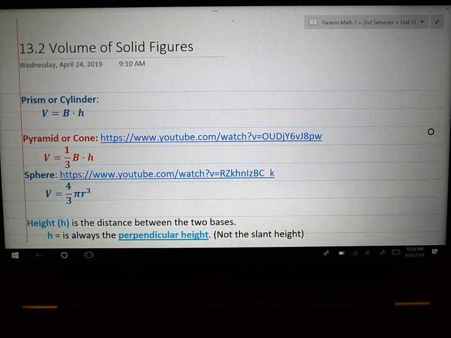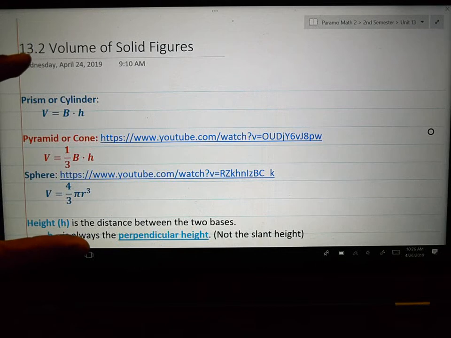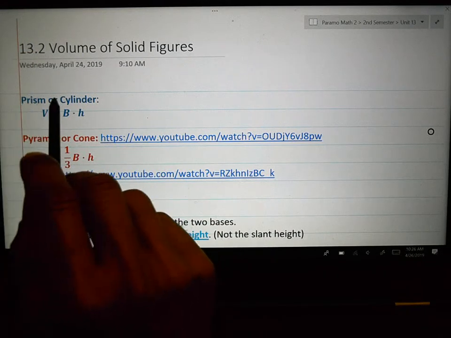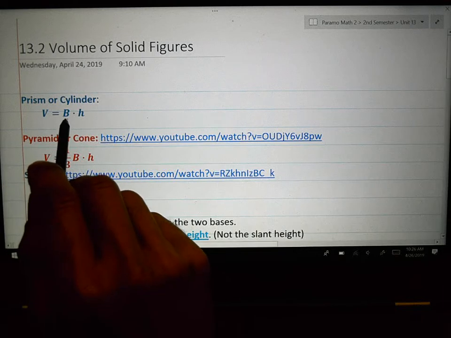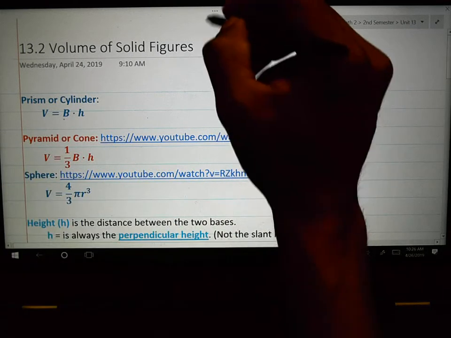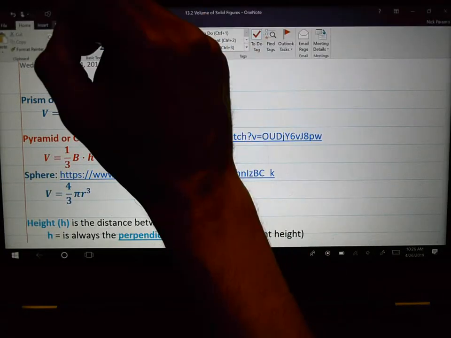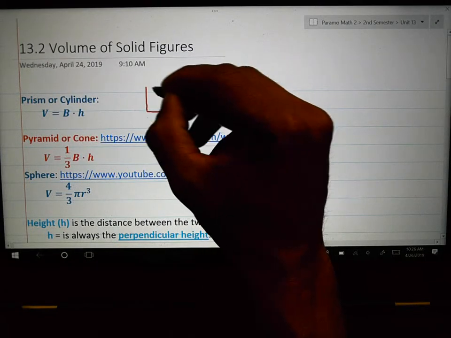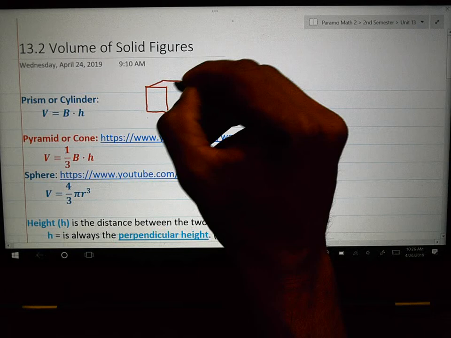In 13.2, we have 3 formulas. The same formula is used for a prism or a cylinder. The only difference is sometimes your base is going to change. So what that means to you, if you have a prism, doesn't matter what the prism is.